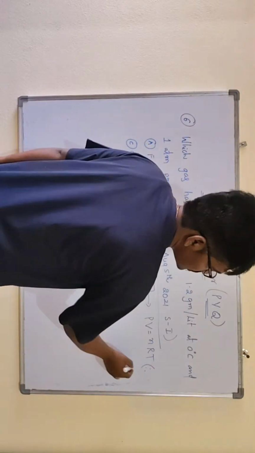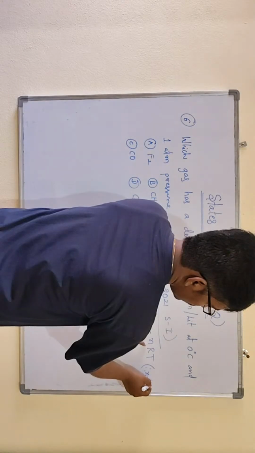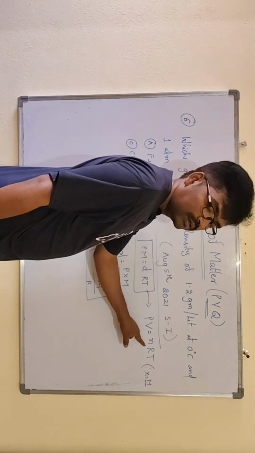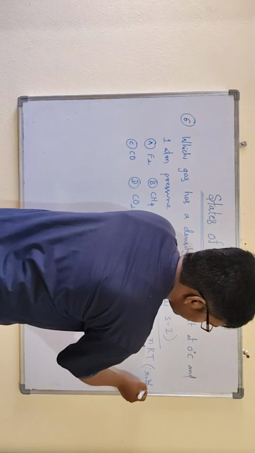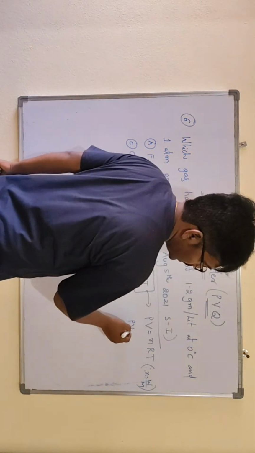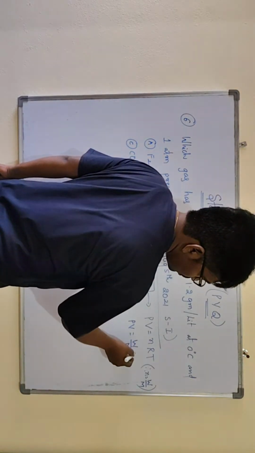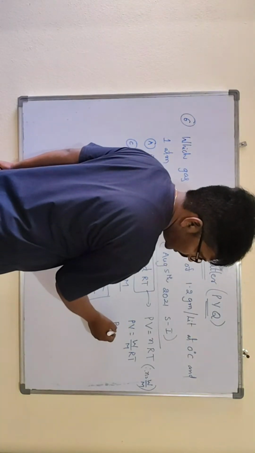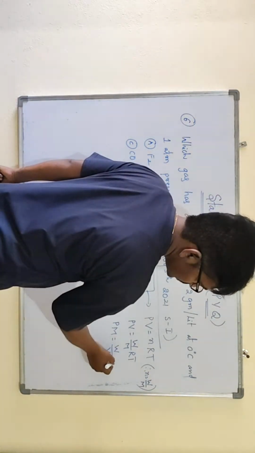Number of moles, that is given weight divided by molecular weight. So PV equals given weight divided by molecular weight into R into T. Send the molar mass to one side and the volume to the other side. PM equals given weight divided by volume into RT.